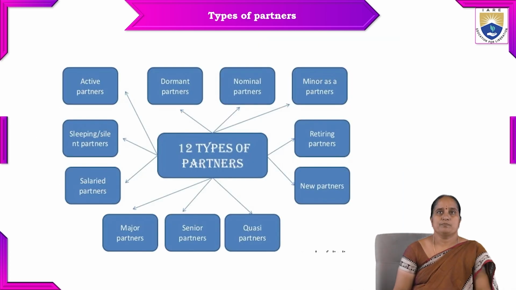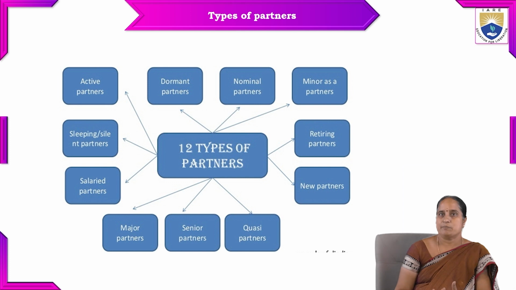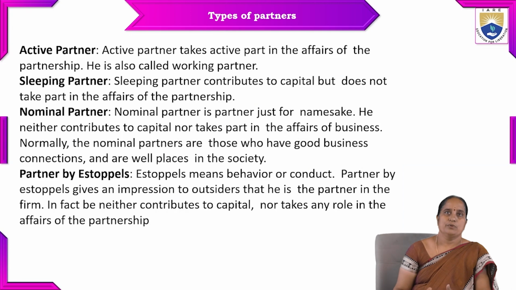Then coming to the types of partners, there are different types of partners like active partner, sleeping partner, salaried partner, major partners, senior partners, quasi partners, new partners, retiring partners, minor as a partner, nominal partner, dormant partners. But here we used to discuss only few and major important partners. Like first one is active partner. So active partner takes active part in the business affairs, and he is also known as working partner. And sleeping partner contributes the capital, but he does not take part in the affairs of partnership.